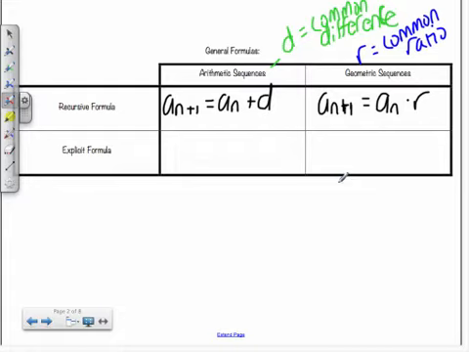Now, the explicit formula is going to be as follows. You need to have a sub n, and that's going to be equal to the first term in your sequence.